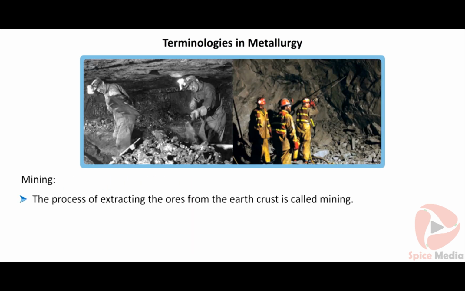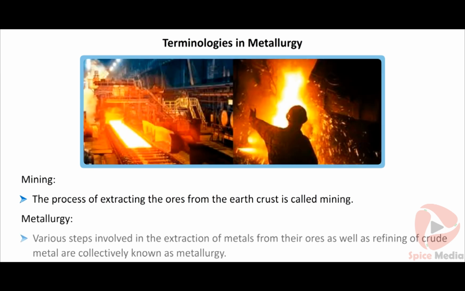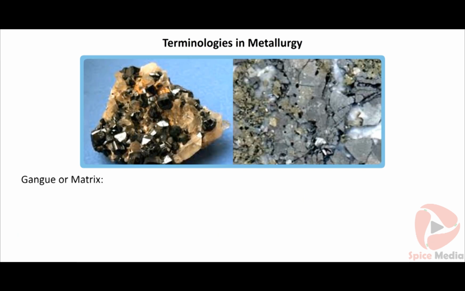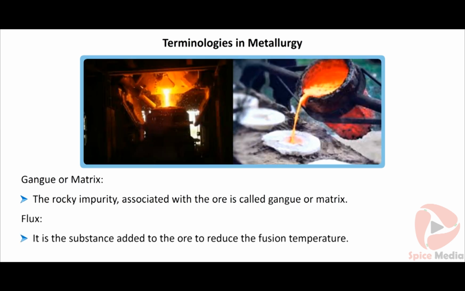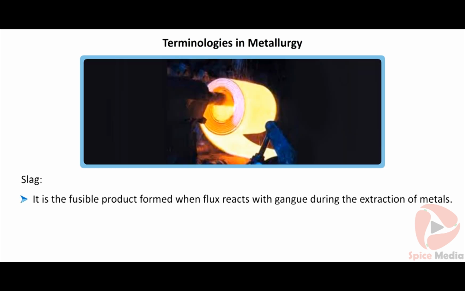Mining. The process of extracting the ores from the earth crust is called mining. Metallurgy. Various steps involved in the extraction of metals from their ores as well as refining of crude metal are collectively known as metallurgy. Gangue or matrix. The rocky impurity associated with the ore is called gangue or matrix. Flux. It is a substance added to the ore to reduce the fusion temperature. Slag. It is a fusible product formed when flux reacts with gangue during the extraction of metals. Flux plus gangue gives slag.